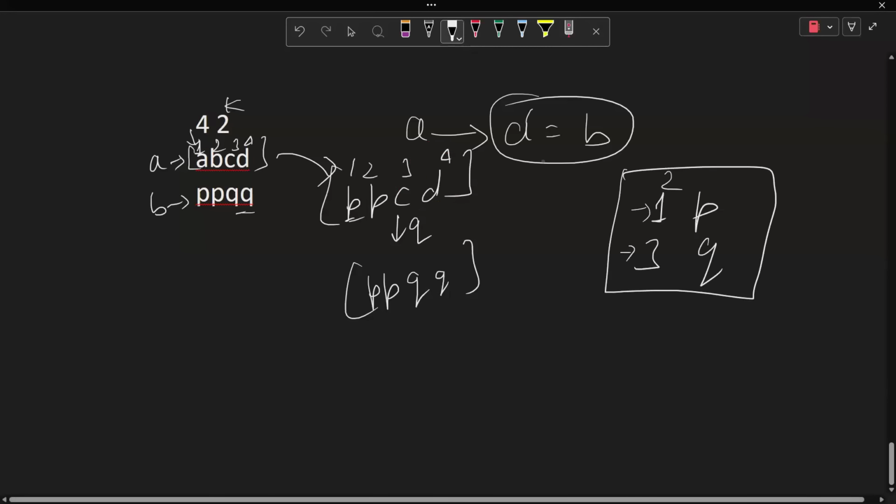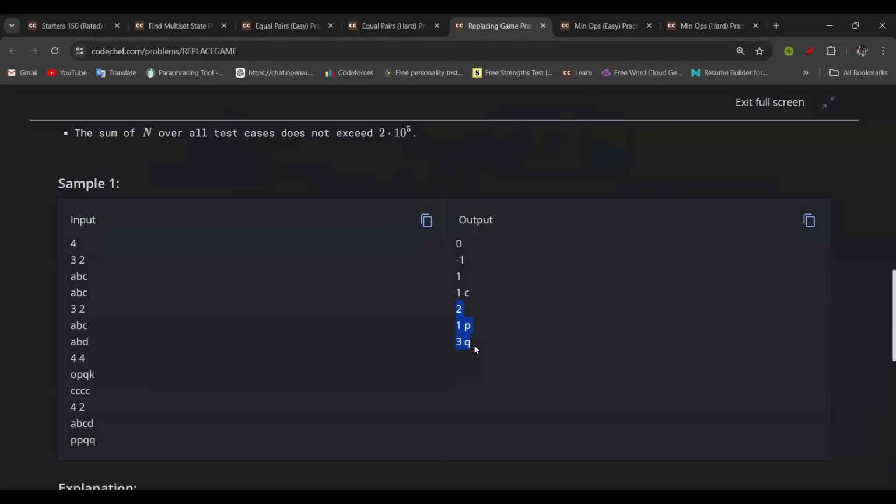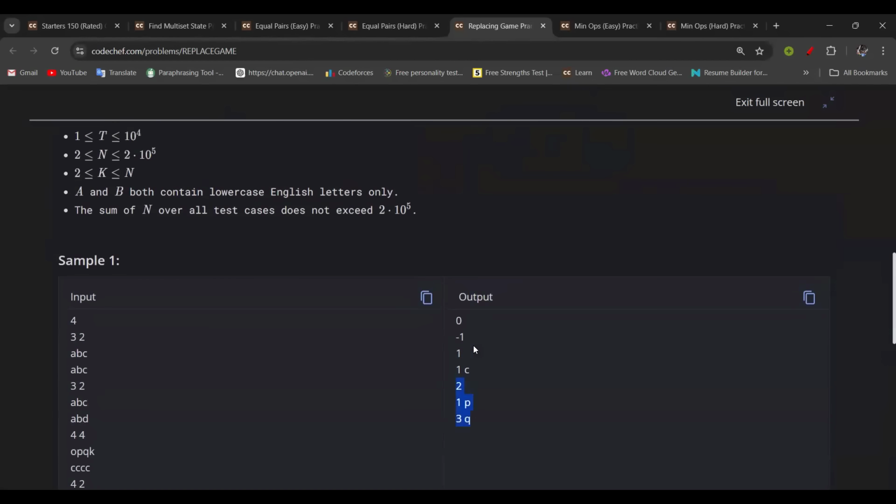So this is the output you have to give for this test case: 2, 1P and 3Q. I think you can see 2, 1P and 3Q was one of the ways to do this. There may be multiple ways. You can choose any way. You have to just transform A to B.